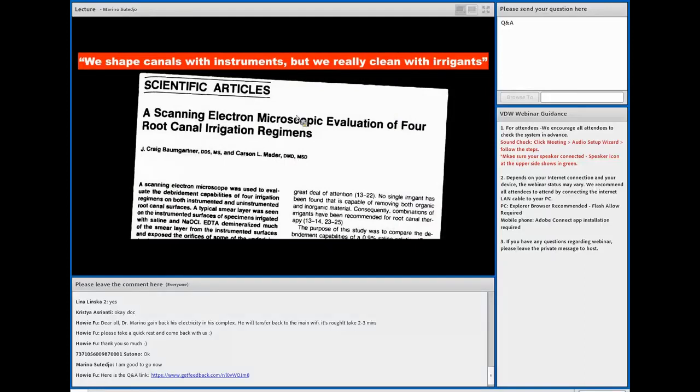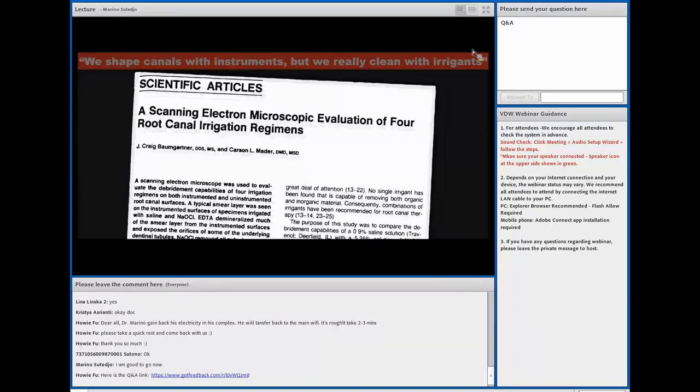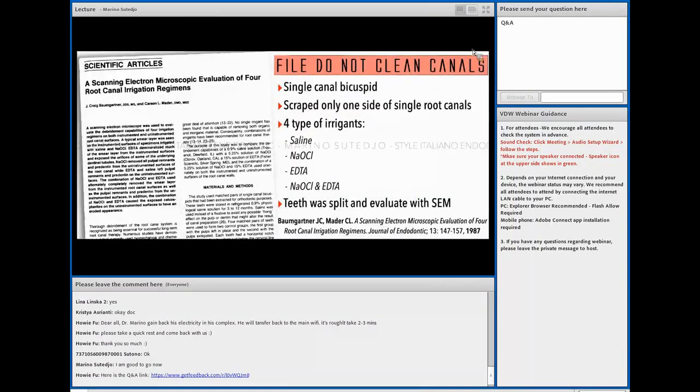So, if we are talking about preparation, I'm not going to be bored of saying this, but what we can do with our instruments is only shape the canals. We do not clean the canals with our instruments. If we want to do some cleaning, we definitely need our irrigation to work to clean all the systems. That's why files do not clean the canals.